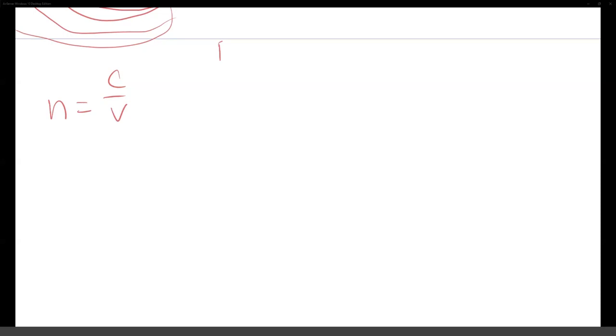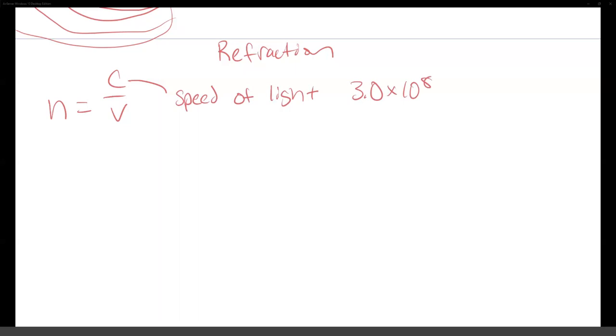So let's just do refraction. C always means the speed of light, and that's always going to be 3.0 times 10 to the 8th meters per second. Right? So then we were able to find those n values, or even velocity if we know the n values, vice versa if we know the velocity. So knowing how to use this equation is going to be important.